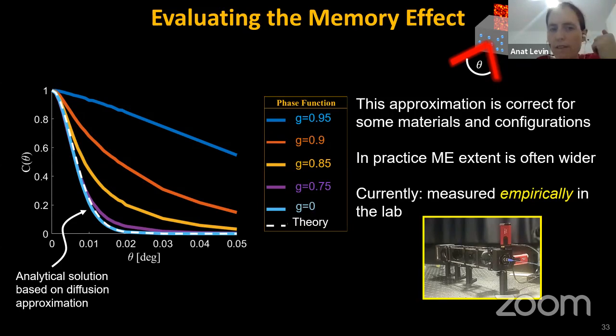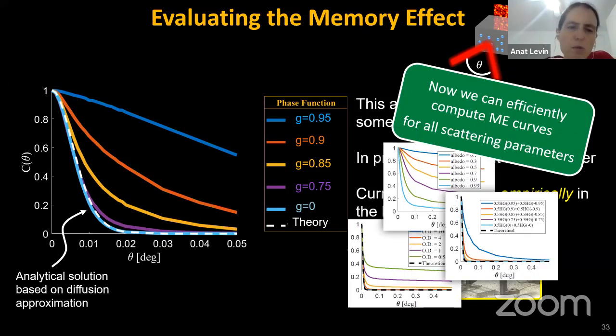But for other, more forward-scattering phase functions, you can see that the decay of this curve is much slower, or said differently, the memory effect is much wider. The memory effect correlation holds for much wider angles. Okay, so in the paper, we can do this very efficiently, and we provide such curves for different types of material parameters and so on.